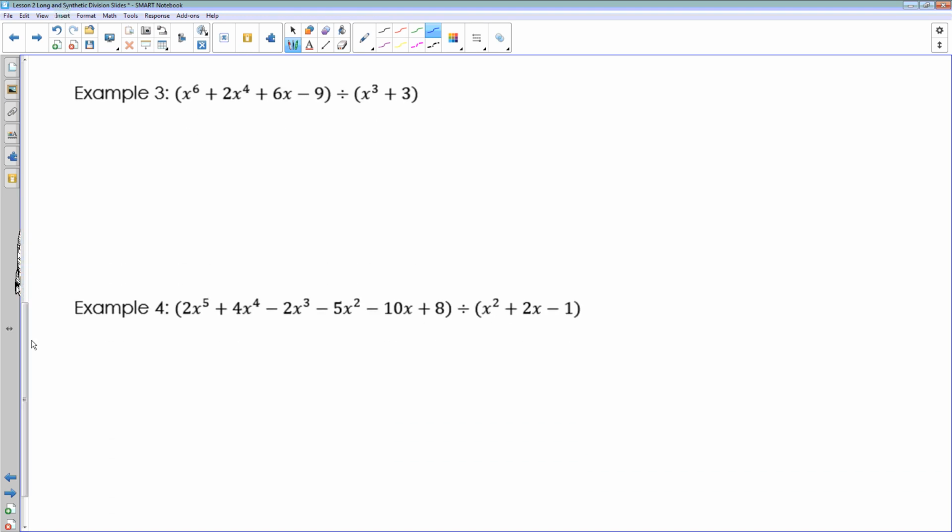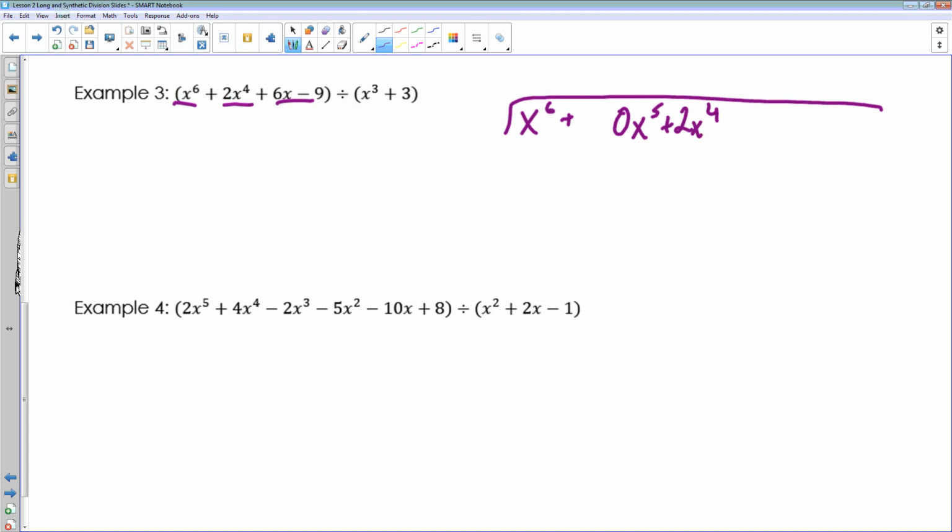So here's example 3. Again, notice with example 3, right, we have an x to the 6th, but there's no x to the 5th. We have an x to the 4th, there's no x cubed or x squared. We've got to write in those placeholders. So we're going to have x to the 6th plus 0x to the 5th plus 2x to the 4th plus 0x cubed plus 0x squared plus 6x minus 9. All right, so then we're dividing by x cubed plus 3.